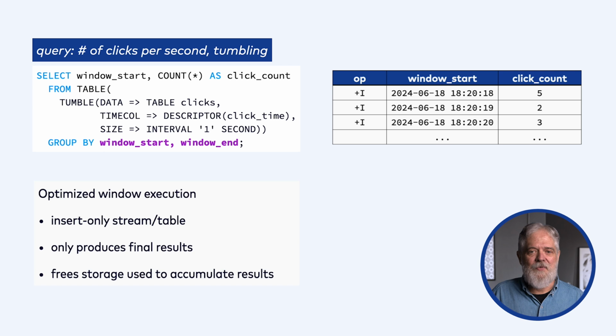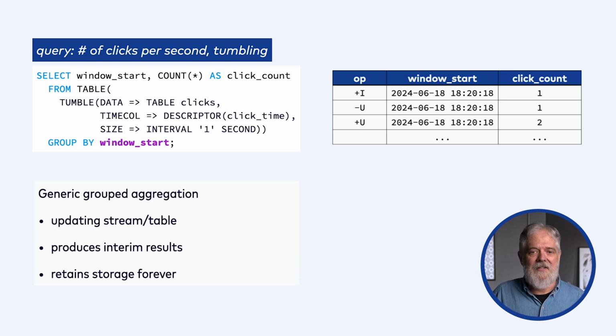Even though in this case we're only interested in reporting the window start time, it's very important that we group by both window start and window end. The Flink SQL planner recognizes this pattern and uses an optimized window execution operator to handle this case. The result is an insert-only stream or table, where each entry is the final result for that period of time. After producing each result, the storage used to accumulate that result is freed.